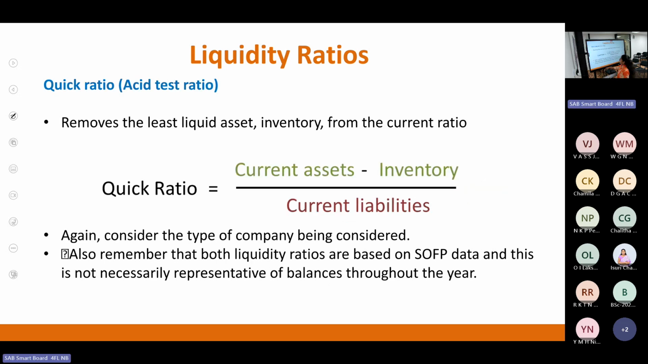Then the other one, quick ratio. How can we identify the quick ratio? Current asset minus inventory plus... There should be another one. What is that? Only inventory? No, what is the other item that you need to remove?